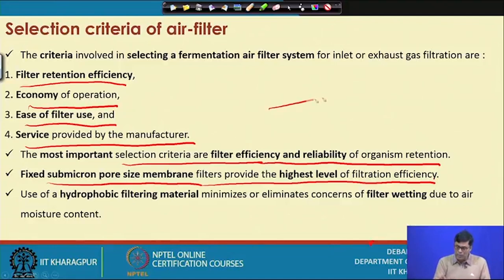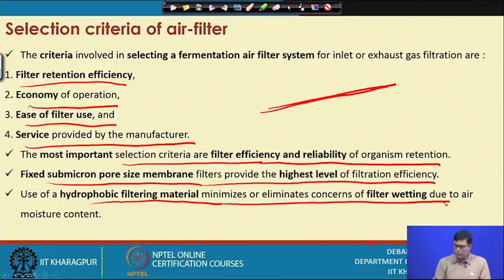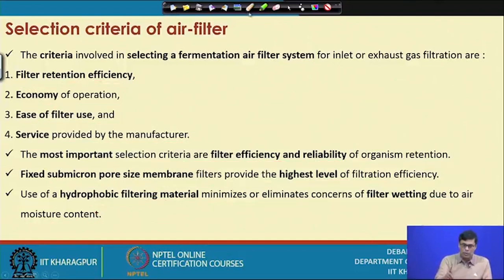Now, with membrane filtration, we have some problem, because we know membrane is a very weak material. It is usually a polymeric material, and as your pore size decreases, the pressure drop across the membrane will be very high. If the pressure drop is very high, there is every possibility of bursting of the membrane material. So, the life of the membrane reduces significantly. Hydrophobic filtering material minimizes or eliminates the concept of filter wetting due to the air moisture. So, these are a couple of factors we have to consider for selecting the air filter.